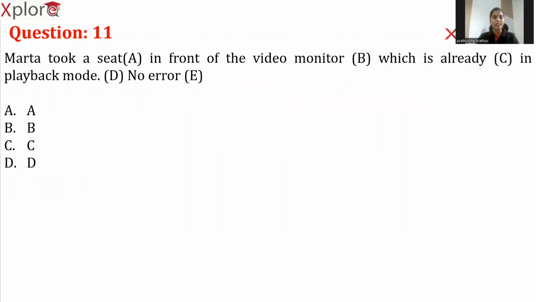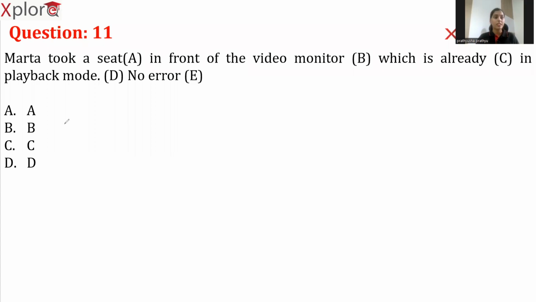Now let's move on to the next question. Martha took a seat in front of the video monitor, which is already in playback mode. Even if you read this sentence twice or thrice, it might give you the impression that the entire sentence is right and there is no error. However, there is an error in this sentence.